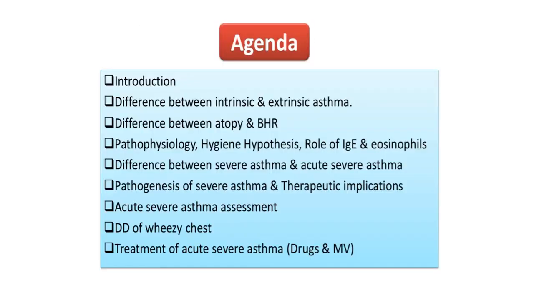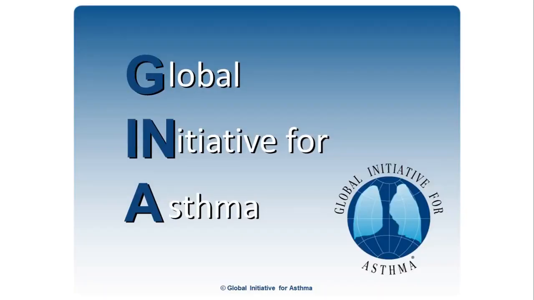Our agenda: we have the introduction, differentiation between intrinsic and extrinsic asthma, how to differentiate between atopy and bronchial hyperresponsiveness, pathophysiology, the hygiene hypothesis, and the role of IgE and eosinophils, pathophysiology of asthma, how to differentiate between different stages of asthma, assessment of severe asthma, differential diagnosis of wheezy chest, and the treatment approach. The guideline that we are following for treating bronchial asthma is the Global Initiative for Asthma, or GINA guideline.